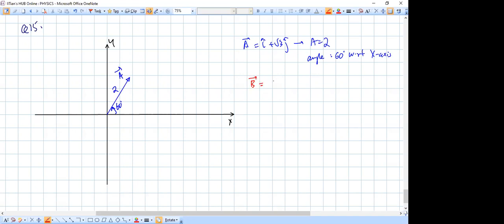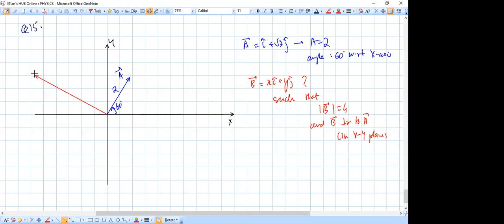B is some unknown xi cap plus yj cap, which you have to find out, such that magnitude of B is 4 and B is perpendicular to A, but in the xy plane. Okay. So here, what could B be like? One option is B can be like this. It could be perpendicular in this manner and its magnitude is 4. So one option is B can be like this.